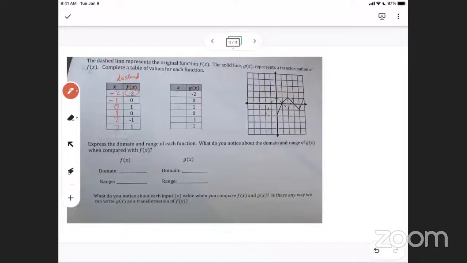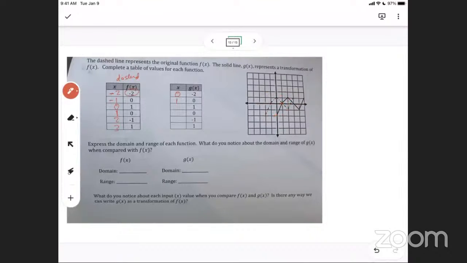Now for g of x, the solid line, I'm guessing it's going to be the same. Is it going to probably be -2? No, it's not. Notice this one starts at 0. And it's 0, -2. And then it's 1, 0.